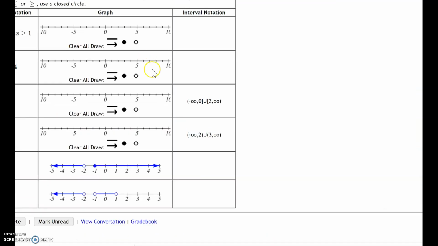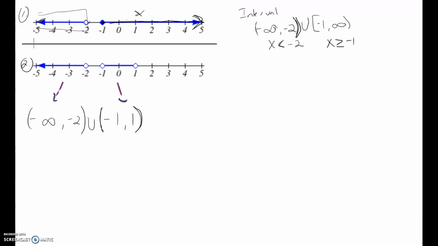So let's see the rest of this. Okay. So what I was looking for is how your book decides to bring these two together, which I forgot to do in the first one. So they're going to use the word or. Okay, and that's pretty much what this union means. It means this set or this set, or this set union with this set.